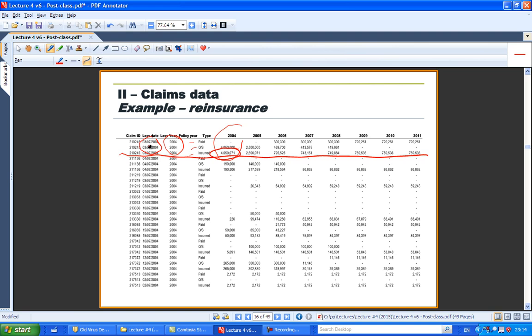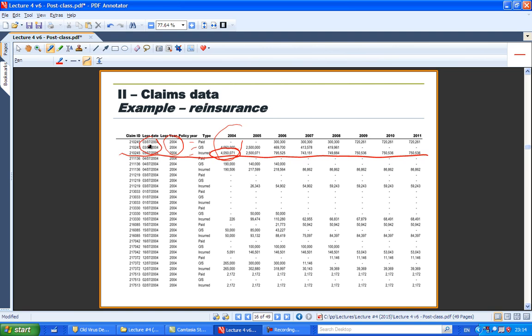this claim happened in 2004, and in 2004 already it was known that there had been such a claim. Sometimes you have to wait a couple of years, or 3 or 4 more, and it was decided that this claim will be about 4,050,000, and that's the total amount, of which nothing was paid.